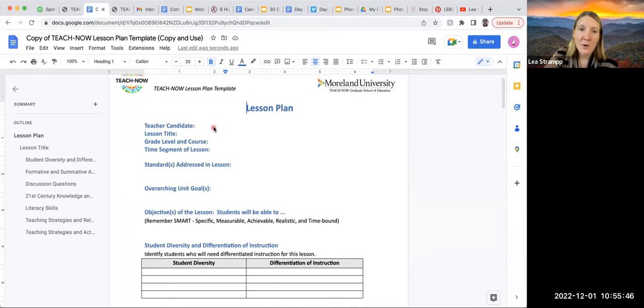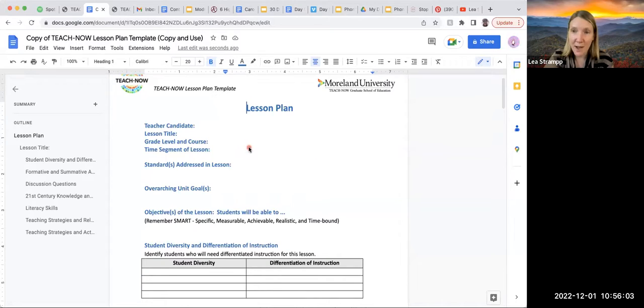Over here, you're going to put your name, the lesson title, the grade level and course that you're working with, and the time segment of your lesson. In the time segment, it's good to let us know how long the lesson is. So if you are teaching a 40-minute lesson, use this space to indicate that.